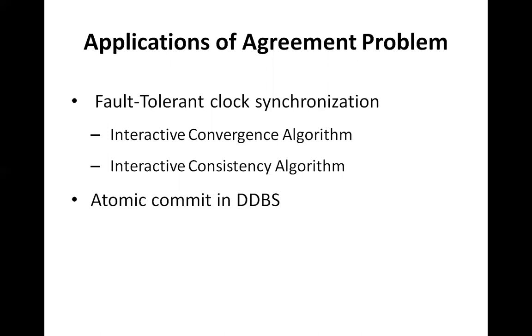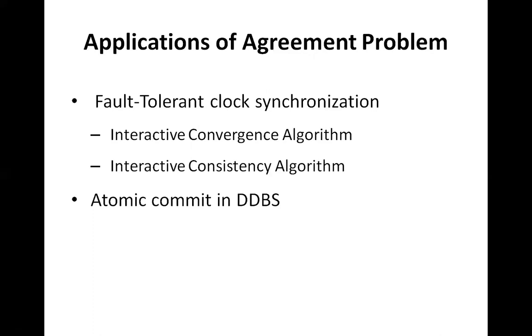The first application is related to clock synchronization, and the second application is related to atomic commit in the case of distributed database systems. First of all, we will be discussing the fault-tolerant clock synchronization application, and we have two algorithms in that clock synchronization process. One is the interactive convergence algorithm, and the second one is the interactive consistency algorithm.